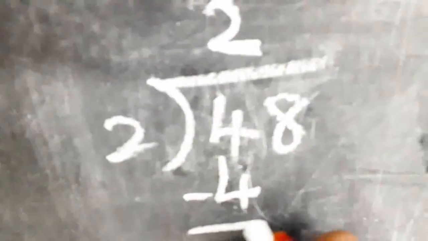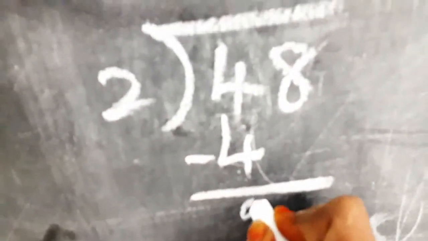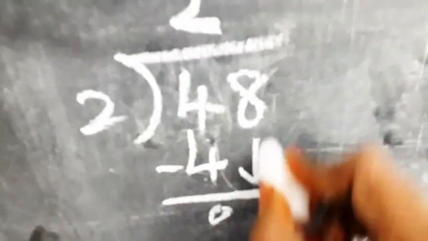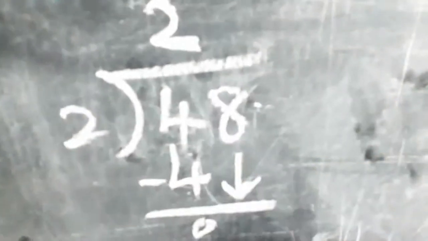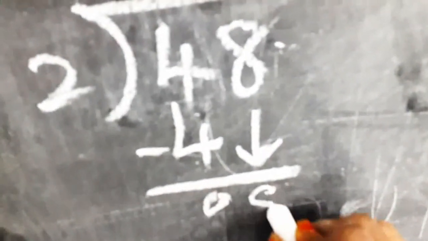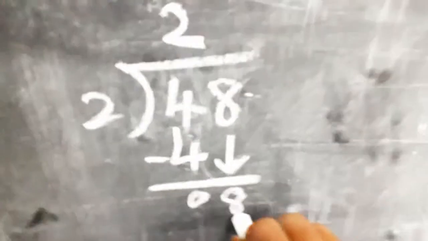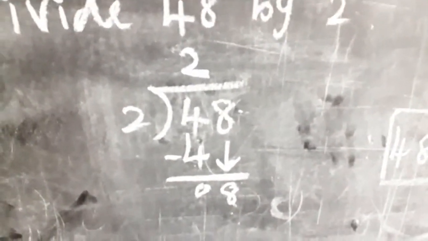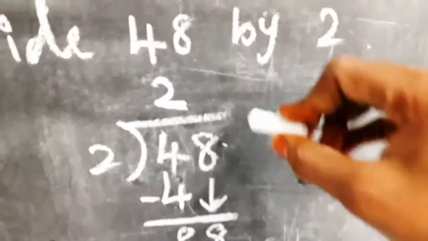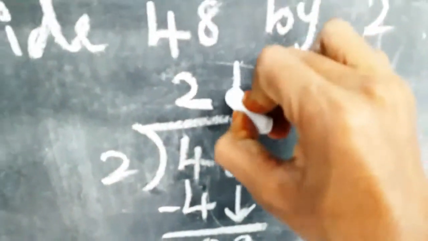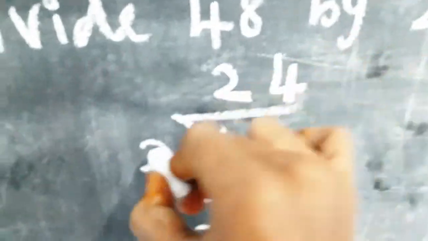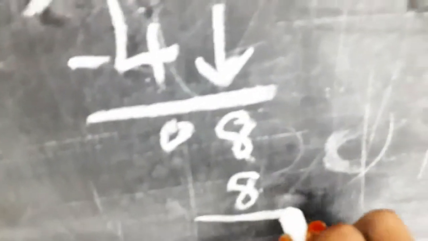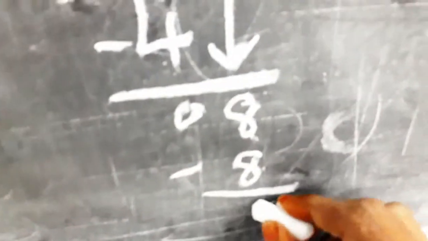Now we subtract 4 minus 4. Yes, 0. Now bring down the ones place. What number will come? Yes, 8. Then how many 2s are 8? 1 2 is 2, 2 2s are 4, 3 2s are 6, 4 2s are 8. So you write 4 in the quotient. 4 2s are 8. Now we subtract 8 minus 8. Yes, 0.